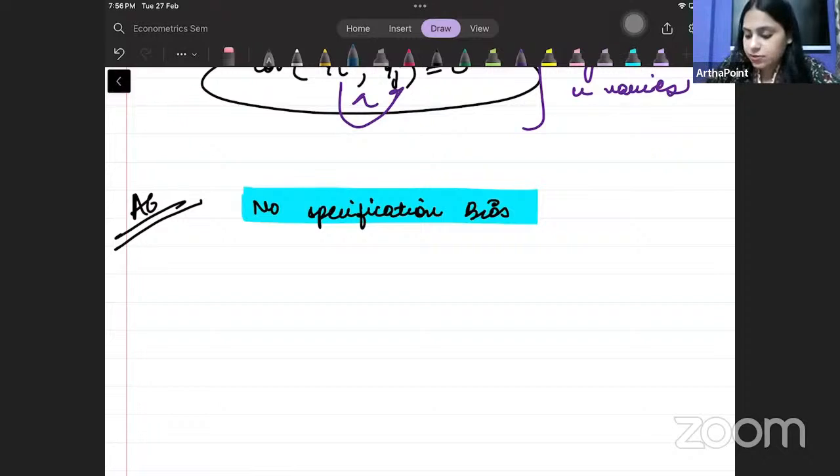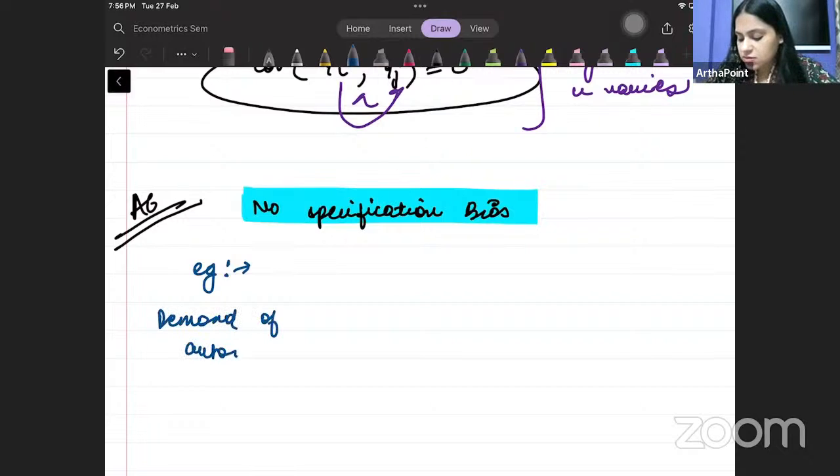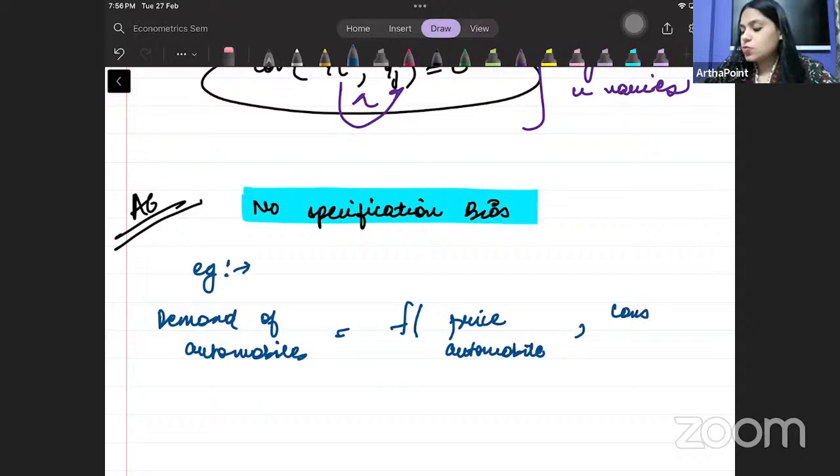Just for example, if I tell you that, let's say, the demand of cars is a function of, say, the price of the car, price of automobile, and it's a function of the consumer income. So I have told you that the demand of the car is a function of the price of the car and the consumer income. मैंने ये दो factors लिए हैं.